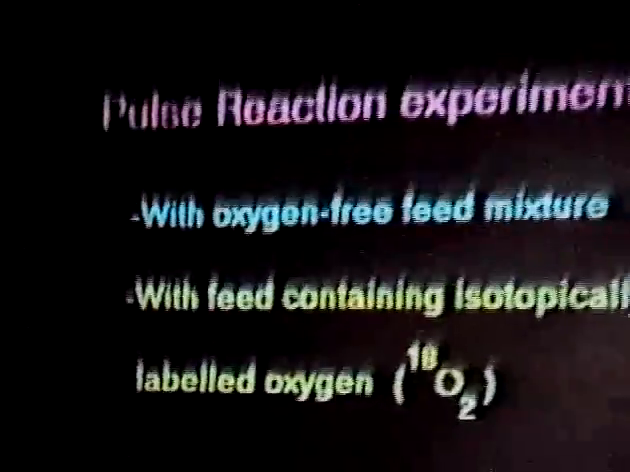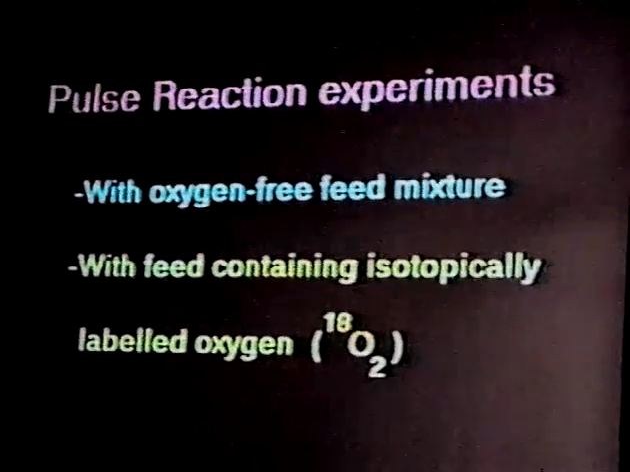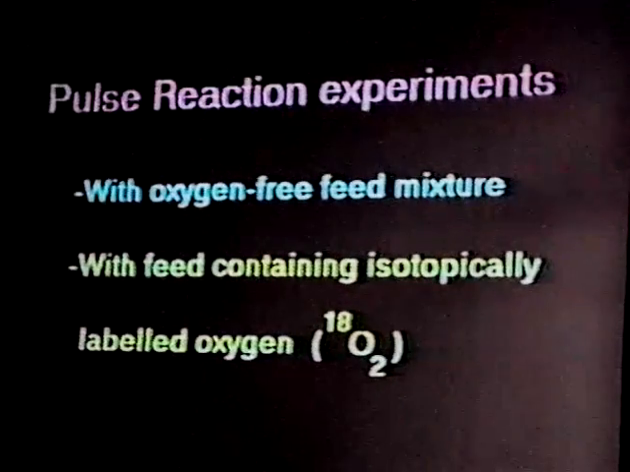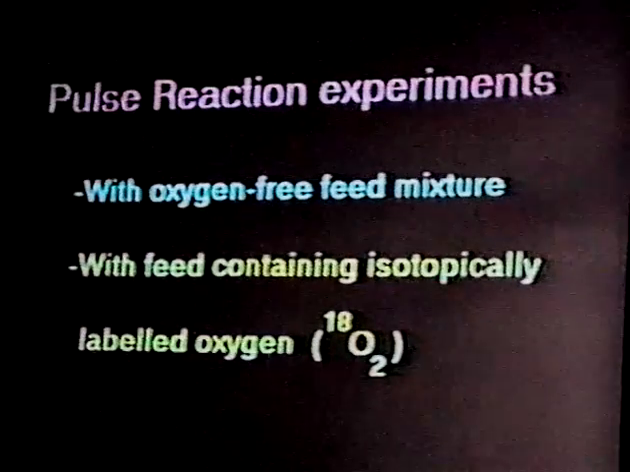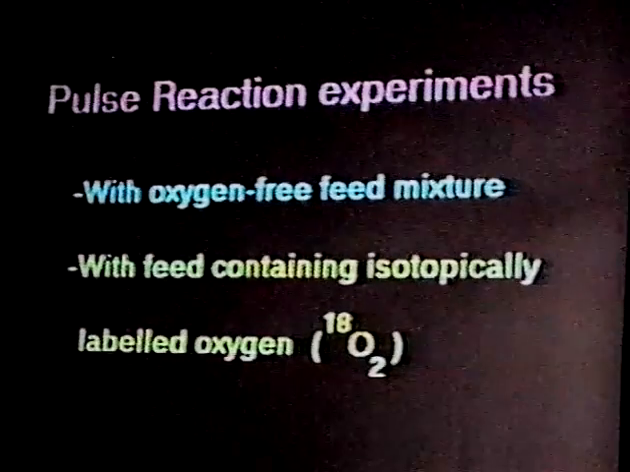We have also done some pulse reaction experiments. In the first phase of our studies, we used pulses which contained no oxygen. In other words, we pulsed the catalyst bed using feed mixtures which contained only nitrogen and hydrocarbon. In the second phase, we pulsed the catalyst beds using feed mixtures which contained isotopically labeled oxygen. In other words, the mixtures consisted of oxygen-18, hydrocarbon, and nitrogen. I will be talking about some of the isotopically labeled oxygen study results shortly.